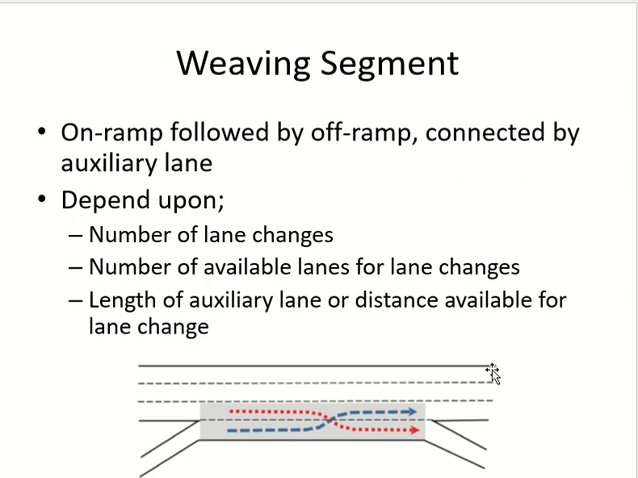Up till now we have seen merge segments and diverge segments. Okay, merge means you are going in, diverge means you are going out. If these segments are very close to each other, if merging and diverging is happening very close to each other, and on ramp and off ramp are very close to each other, then that becomes a weaving segment.